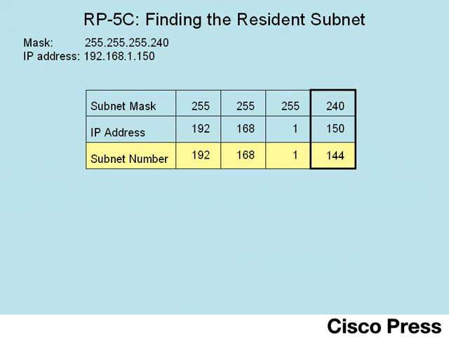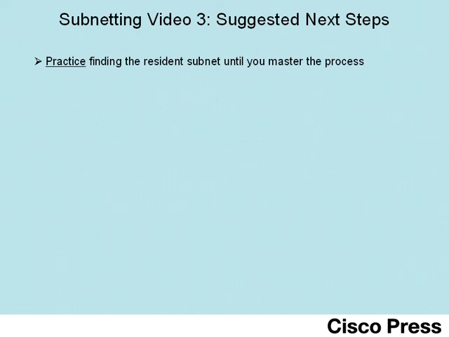So the value is 144, and the subnet number is 192.168.1.144. Now that you've seen several examples of how to use this process, it's important to practice until you get good at the process and you're not thinking about each particular step.